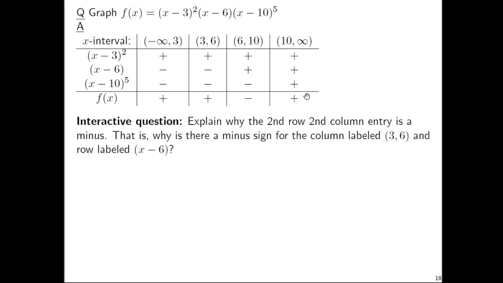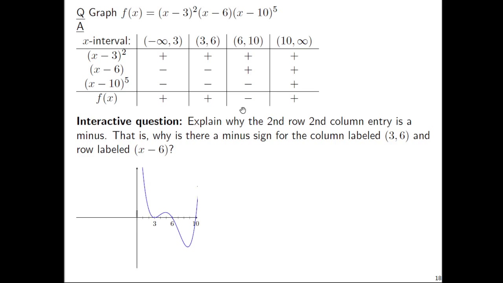Interactive question. Explain why the second row, second column entry is a minus. So why is there a minus here, right here where my mouse cursor is? Sometimes people are looking at the 3 to 6, this x minus 6. I would like you to really put words to why there is a minus sign right here. Okay, but just after the commercial break, let's come back to this.